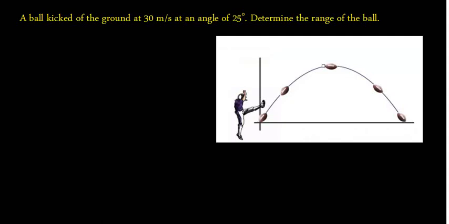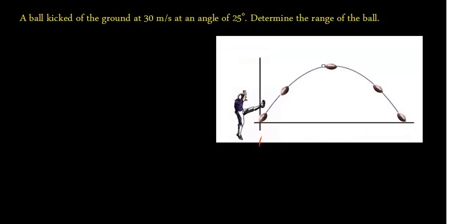So I know for sure that the range is from the starting point to where it lands. So that will be the range. Now the information I have is the velocity of the ball and this angle, which is 25 degrees. As a start, let's remember that the velocity, as a vector, we can split into two components.